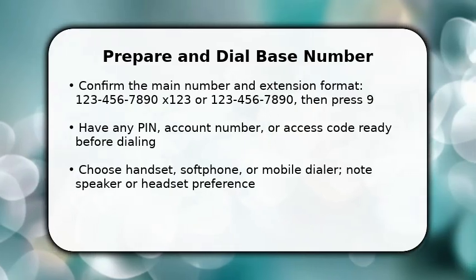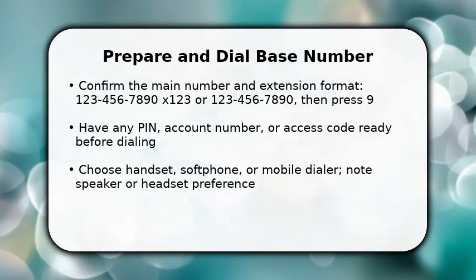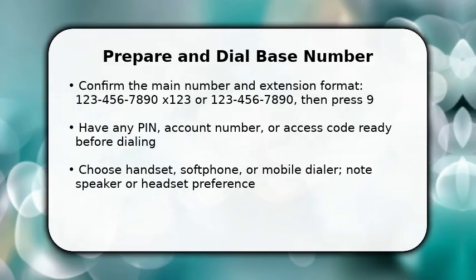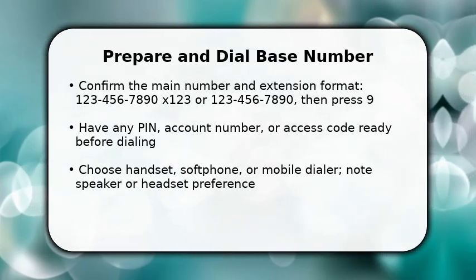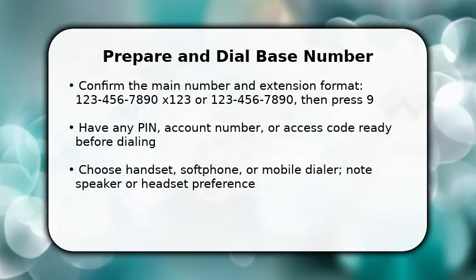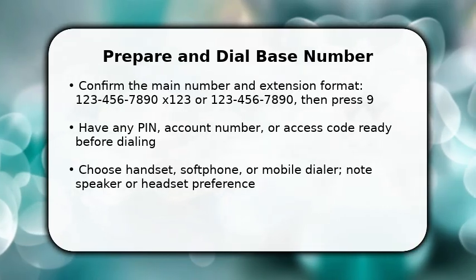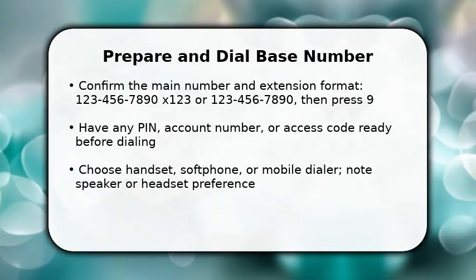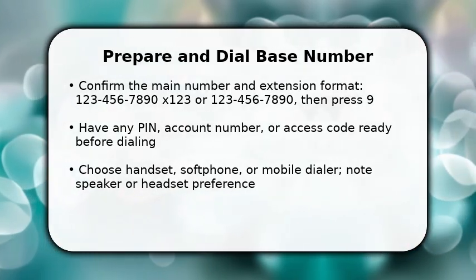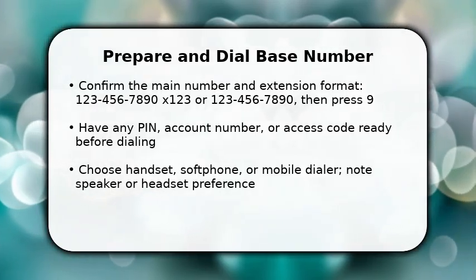You start by confirming the exact base number and extension format. This prevents misrouting. Dial the main number first using your phone or soft phone and enter any required PIN when prompted, because many systems check identity before transfer. Once connected, listen for a prompt or menu that accepts an extension. Make sure to select speaker or headset based on privacy needs. This affects how you manage hold and transfers during the next steps.